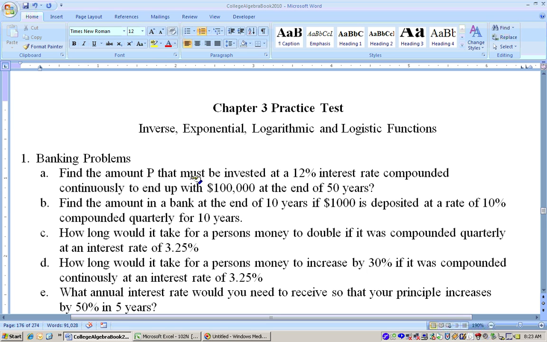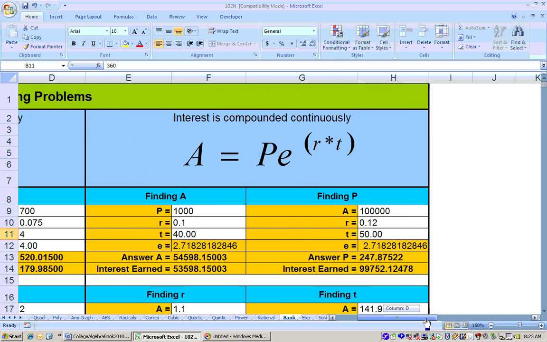Okay, this is the practice test for Chapter 3, and it starts off with banking problems. The first problem says find the amount P that must be invested at 12% interest rate compounded continuously to end up with $100,000 at the end of 50 years. Since it's compounded continuously, we'll use the right-hand side of the sheet. We're finding the amount that needs to be invested, the P. And so we're going to be on this area right here.